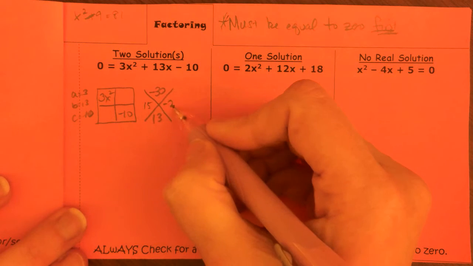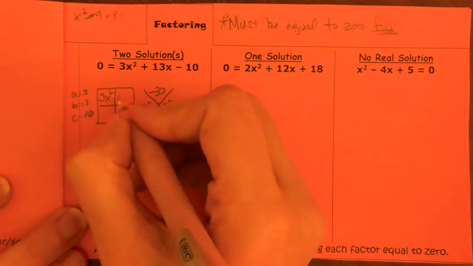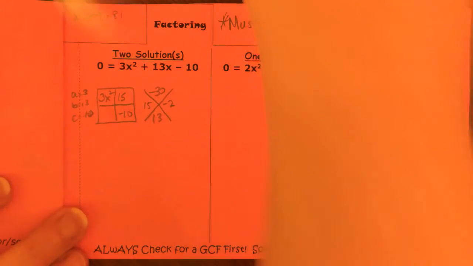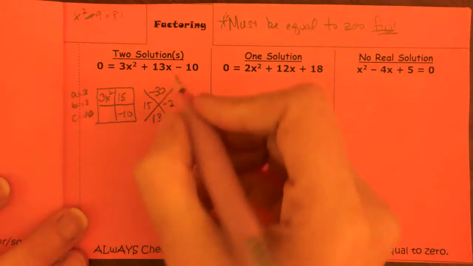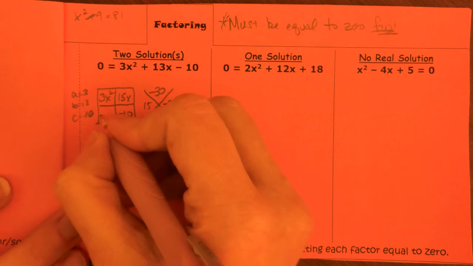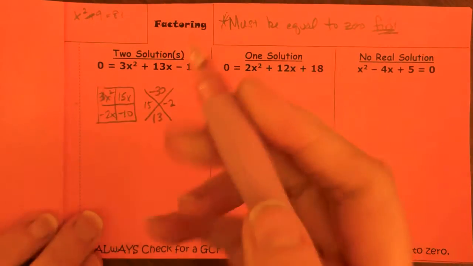So 15 times negative 2 is negative 30. 15 plus negative 2 is 13. So those are the two factors I want. 15x goes here, and negative 2x goes here. Again, does it matter where it goes? No. I'm sorry. I'm going to erase this just because I don't have room, okay? But you would normally leave it there.